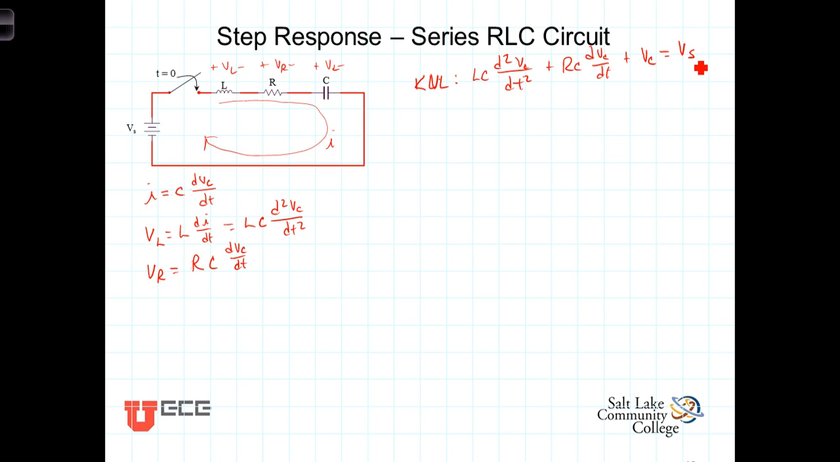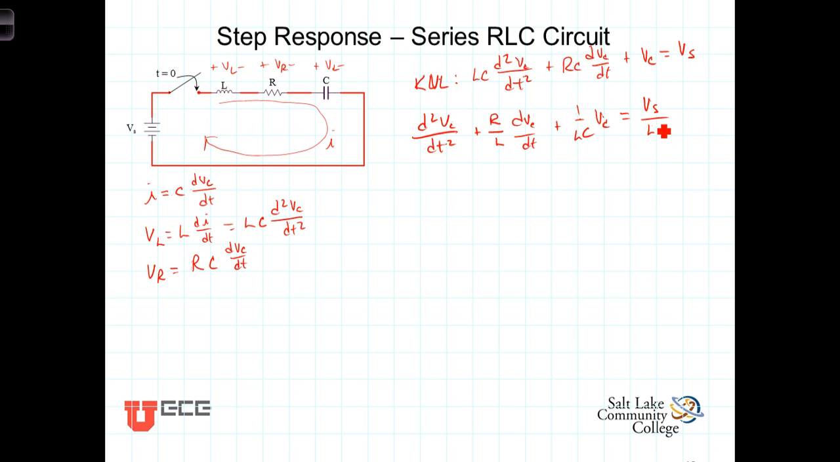Now if we divide both sides of the equation by LC, we get then the second derivative of the voltage, plus, dividing this by LC, the C's cancel, and we get R over L times dV dt, plus 1 over LC times V sub C is equal to V sub S over LC. And once again, we have a second order differential equation, constant coefficients. It's non-homogeneous because of that voltage source that's in there.